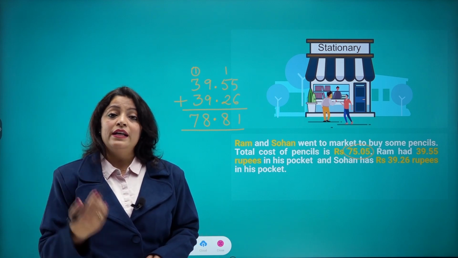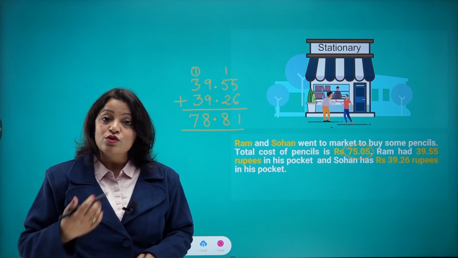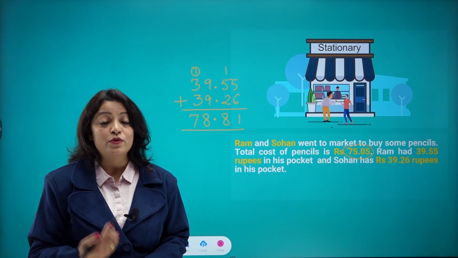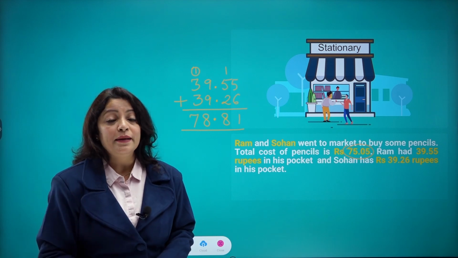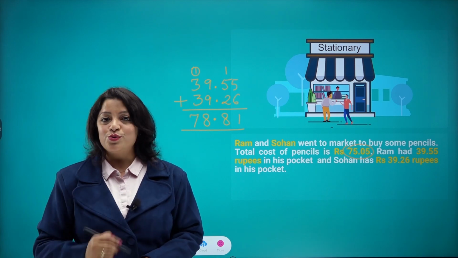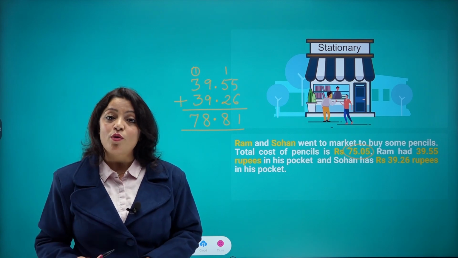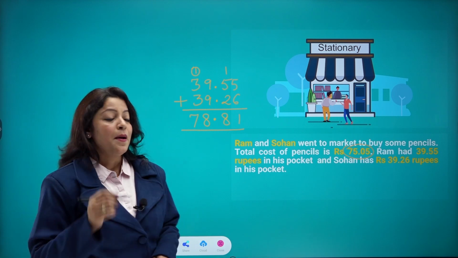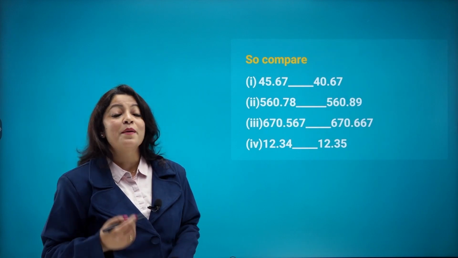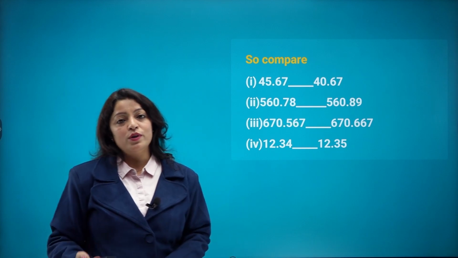As we can add whole numbers, integers, and fractions, in the same way we can add decimal numbers, subtract decimal numbers, multiply decimal numbers, and divide decimal numbers also. In the next segments we will learn how to do all these operations on decimal numbers. But before this, some practice questions for you on comparison of numbers like 45.67 and 40.67.